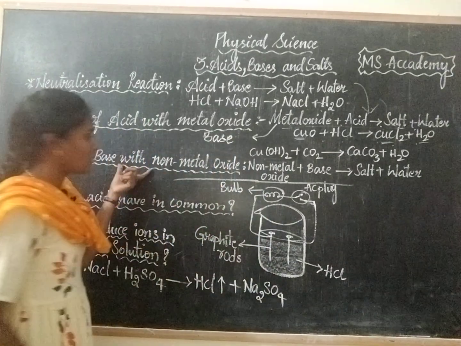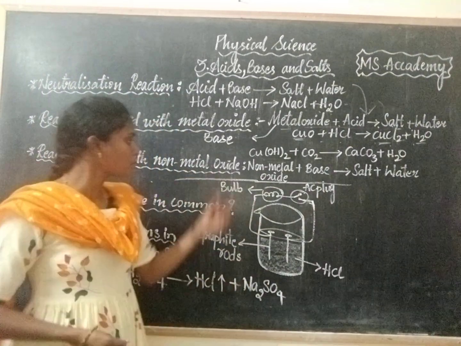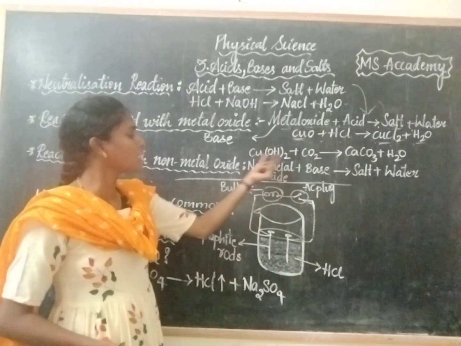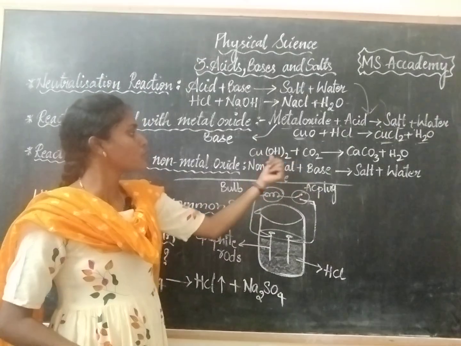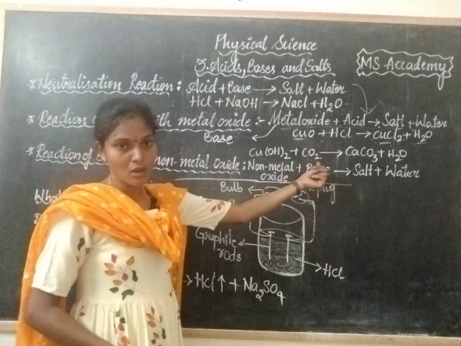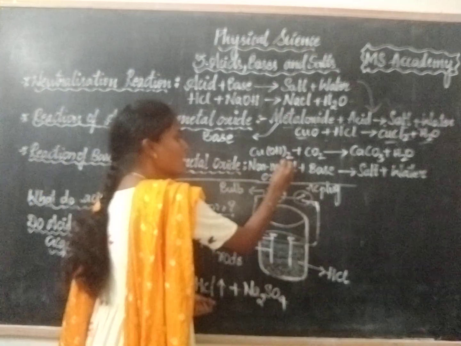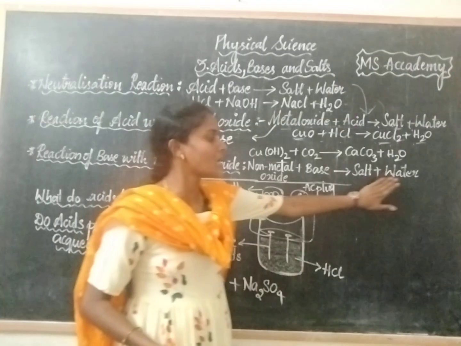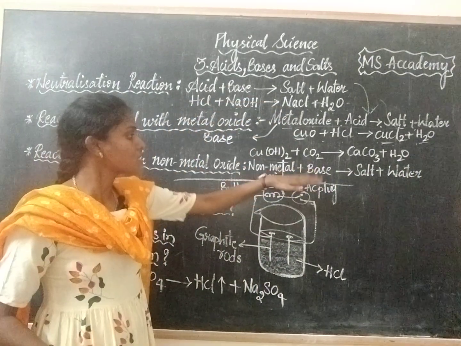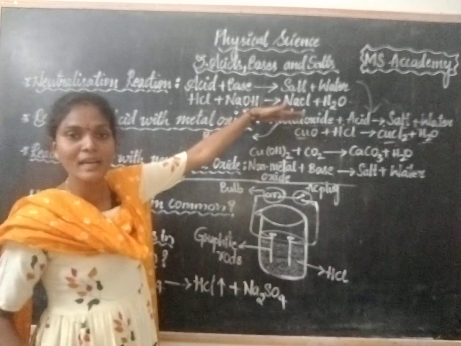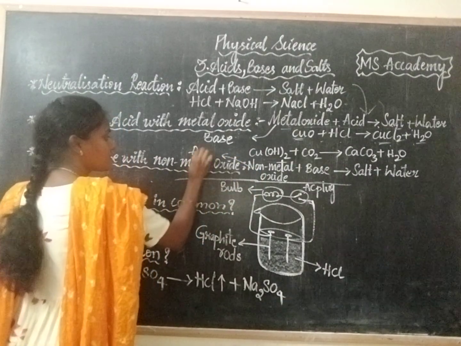Next, non-metal oxide reacted with base. Here non-metal oxide I am taking carbon dioxide, base copper hydroxide, Cu(OH)2, plus carbon dioxide. We all know carbon dioxide is a non-metal oxide. It forms salt plus water. Again, compare this equation with the neutralization equation. When we compare, we can say that non-metal oxide is acting like an acid.